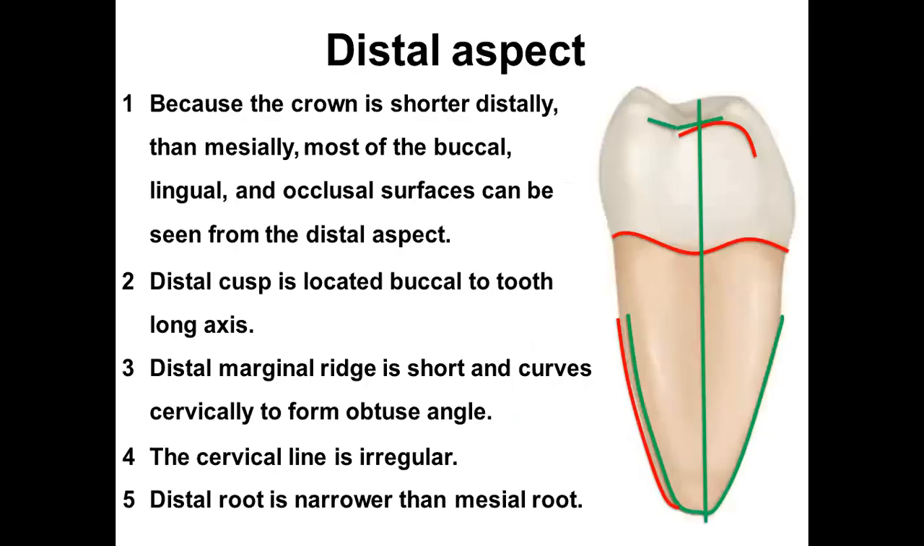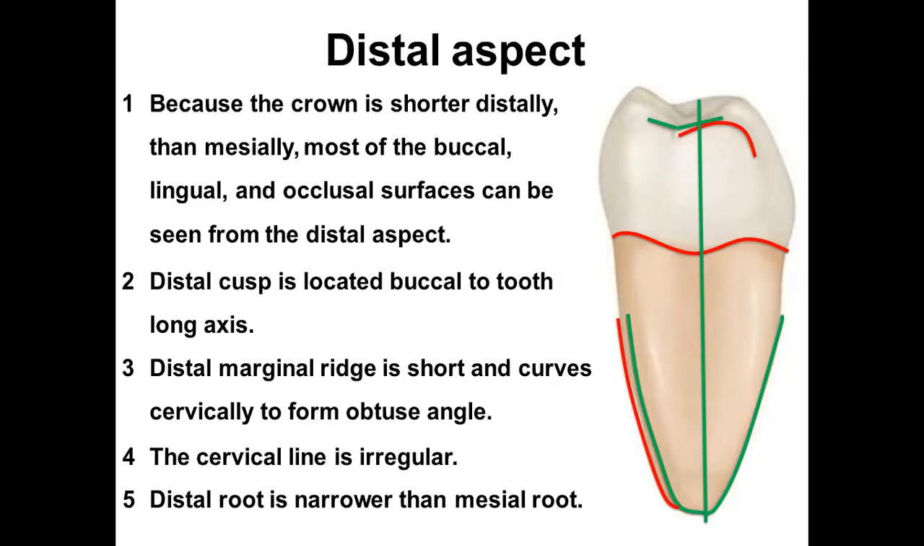Now, when we come to the distal aspect, the crown is shorter distally than mesially. Most of the buccal, lingual and occlusal surfaces can be seen from the distal aspect because there is a distal taper in mandibular molars. So when you see the crown and the root from the distal view, you can appreciate the structures of the mesial outline also. For example, you can see the mesial root also and the mesial cusps also.